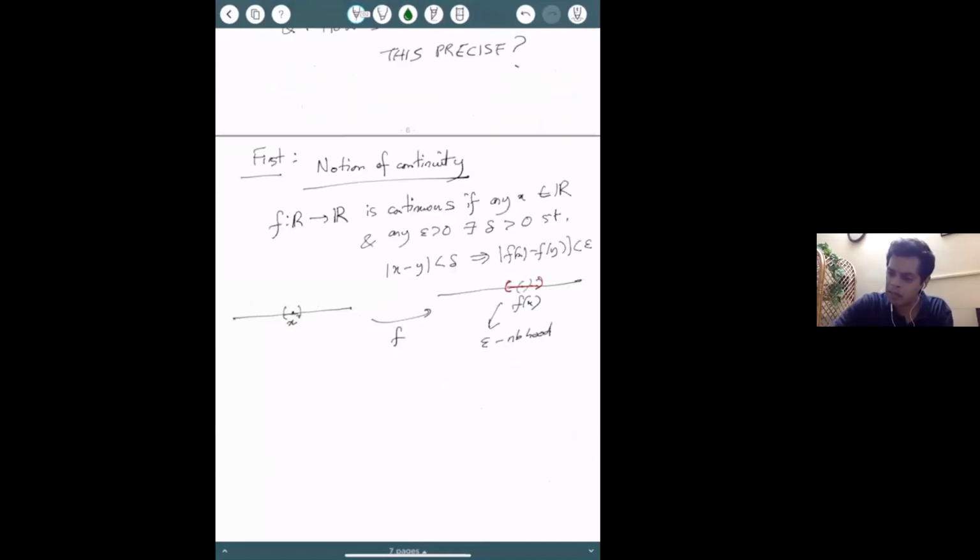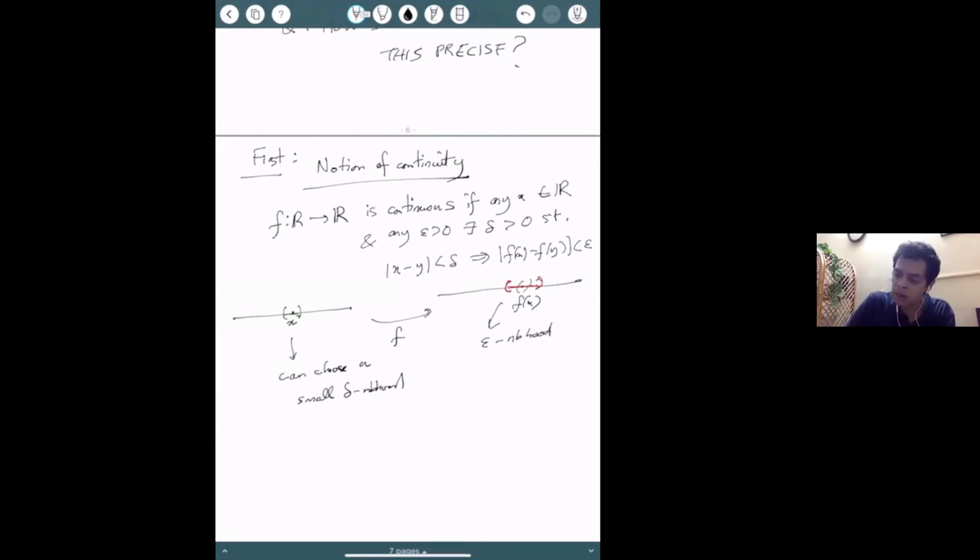So you can choose a small delta neighborhood here, so that f takes that delta neighborhood inside that red epsilon neighborhood. And no matter what epsilon neighborhood you choose, you can always do that. This is what continuous means.